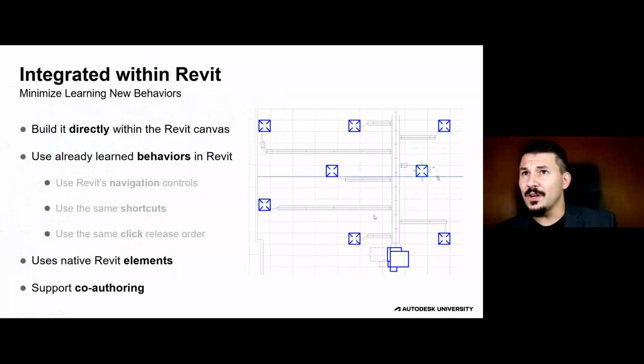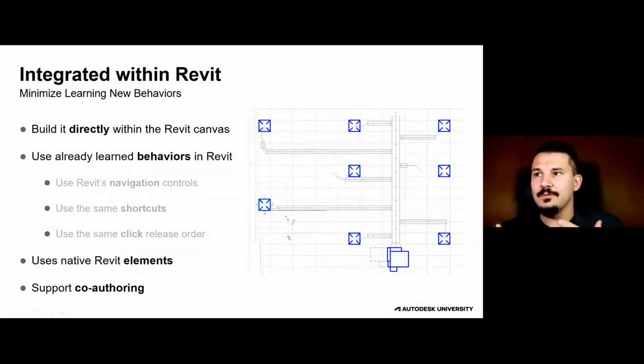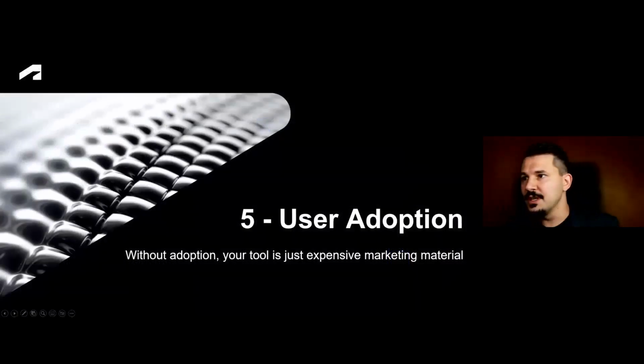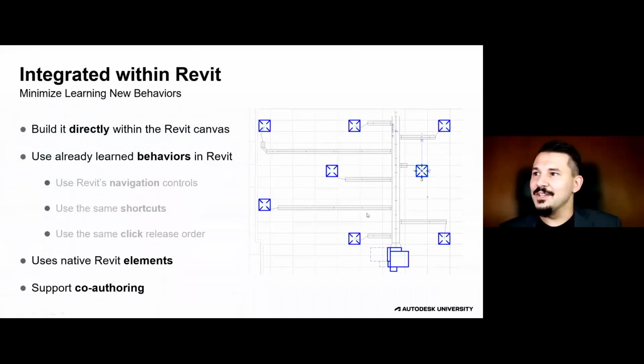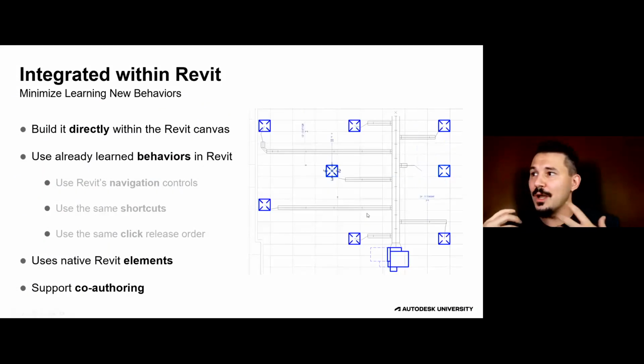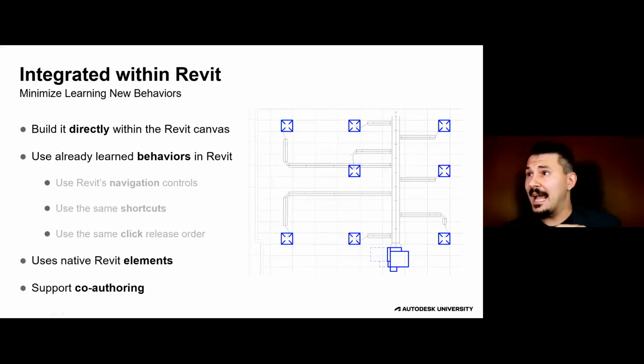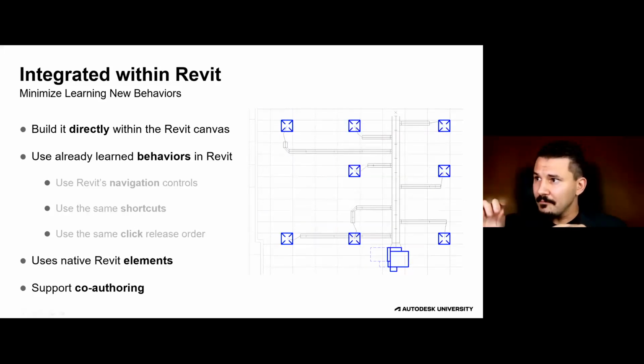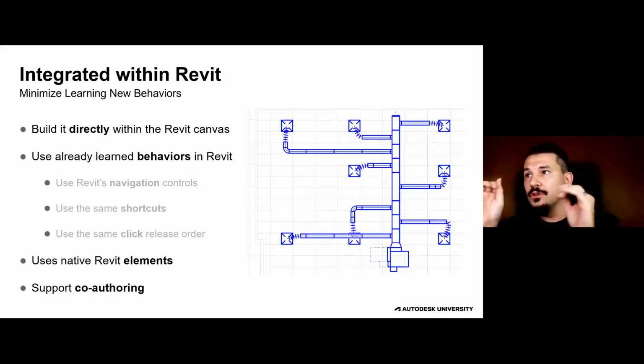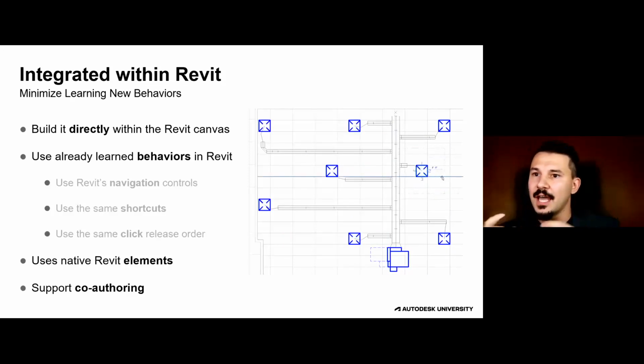So we started with integrating this directly within Revit. Any learned behavior of navigating through Revit, controls, things like that, you don't have to learn again. It's right within Revit. It's not a different software. It uses Revit native elements. As you can see in this animation, as you move those air terminals, if you hit regen, the connections go back to those new locations. So it really works off of the native content, and it produces that native content.